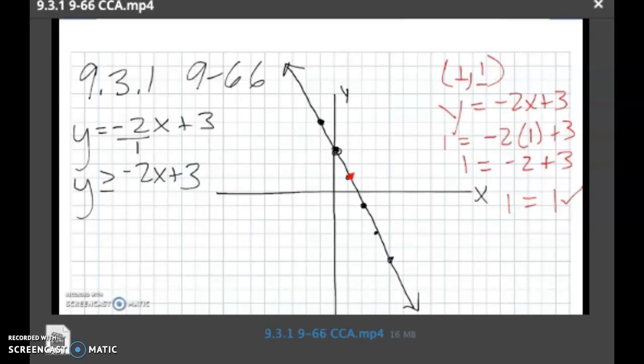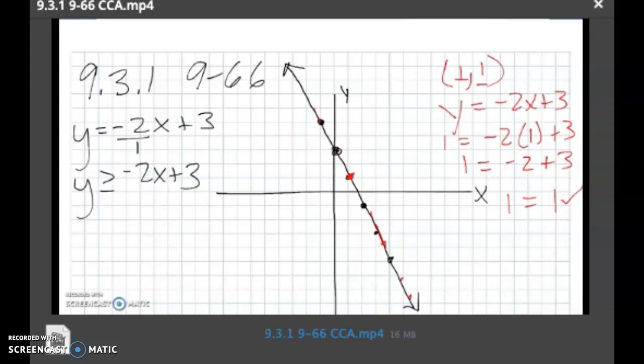So any point that's on that line, when we substitute it into our equation, is going to make the equation true. So the left side will equal the right side. And that will only happen with points that are on our line. All right, so now we're going to take a look at the inequality.